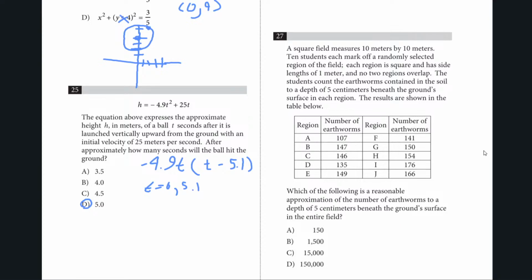So we're going to be approximating here. If each region is square, it's 1 by 1, no overlap, 10 of the 100 possible locations. So what we can look at is the average between all of these students, and then just multiply it by 100. It looks like our lowest value is 107, and our highest value is 176. The average there seems to be like 140 or 150. And then if we multiply that by 100, it's 150 and add 2 zeros, that's 15,000. No need to go super deep into the math for it, when we can just kind of reason our way through it.